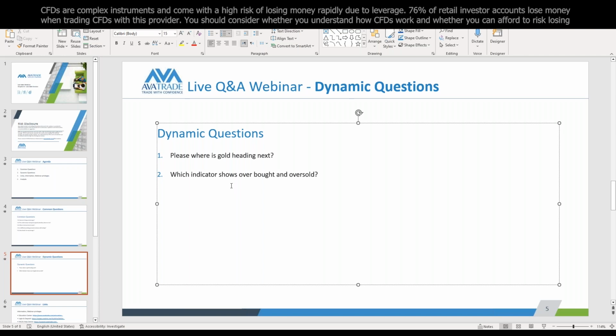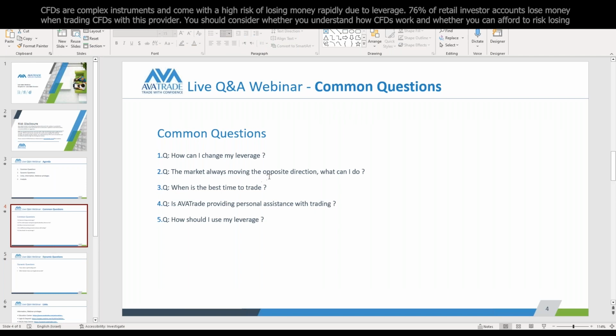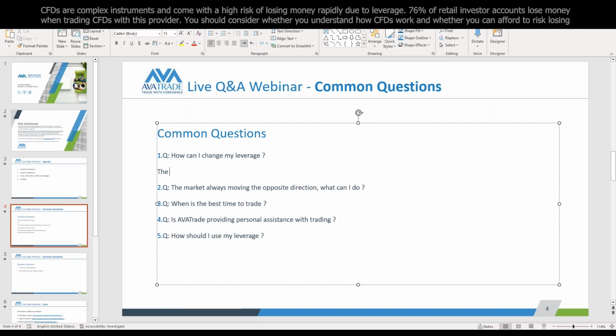Okay, and then we have the question that we had before, right? How can I change the leverage? So the leverage is set by the regulation and cannot be changed.